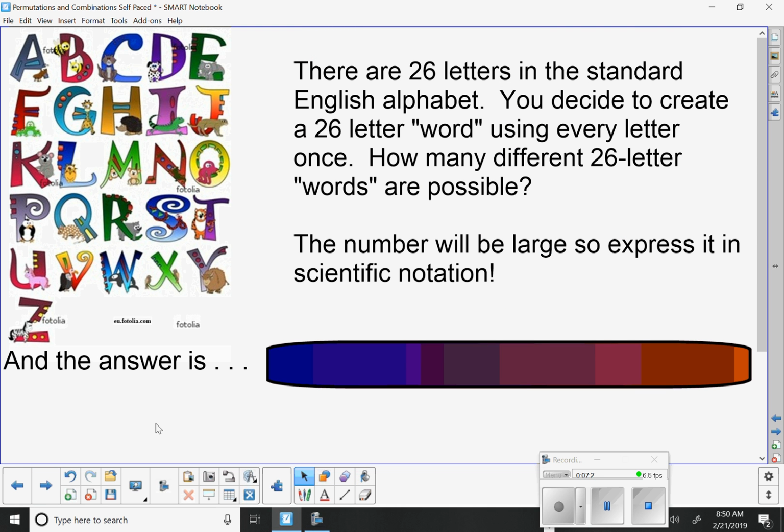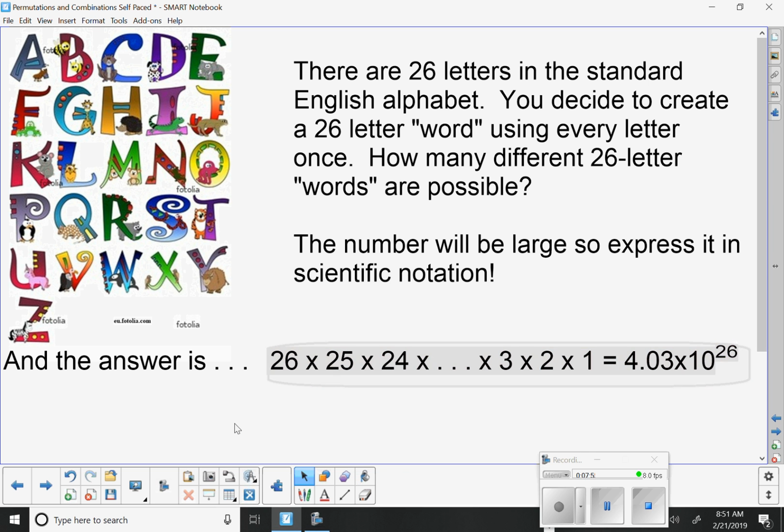There are 26 letters in the standard English alphabet. You decide to create a 26-letter "word," using every letter once. How many different 26-letter words are possible? This number will be large, so be sure to express it in scientific notation. You can pause the video while you do your multiplying. And you're back. Did you get 4.03 times 10 to the 26th?